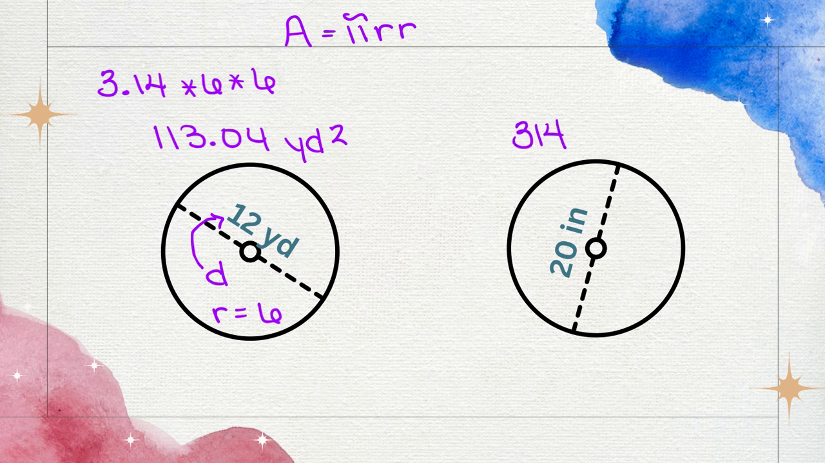He has an answer of 314 inches squared, but Chase, can you tell us how you get there? I did 20 divided by 2 equals 10. And then I did 10 times 10 equals 100. Then times 3.14, which equals 314. Very good. Good job, Chase. I like the explanation. Excellent job.